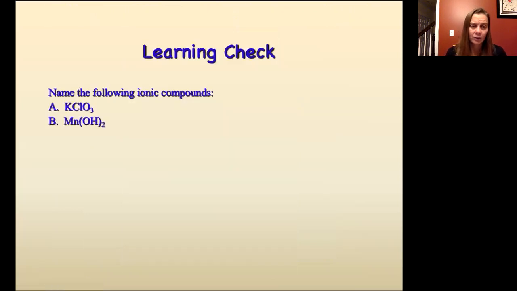All right, quick check. So we're going to name these 2 compounds. So first we're going to look at our periodic table, and we're going to see that K is potassium. And we're going to look at our table of polyatomic ions, and we're going to see that ClO3 is chlorate. And we're going to name this potassium chlorate.